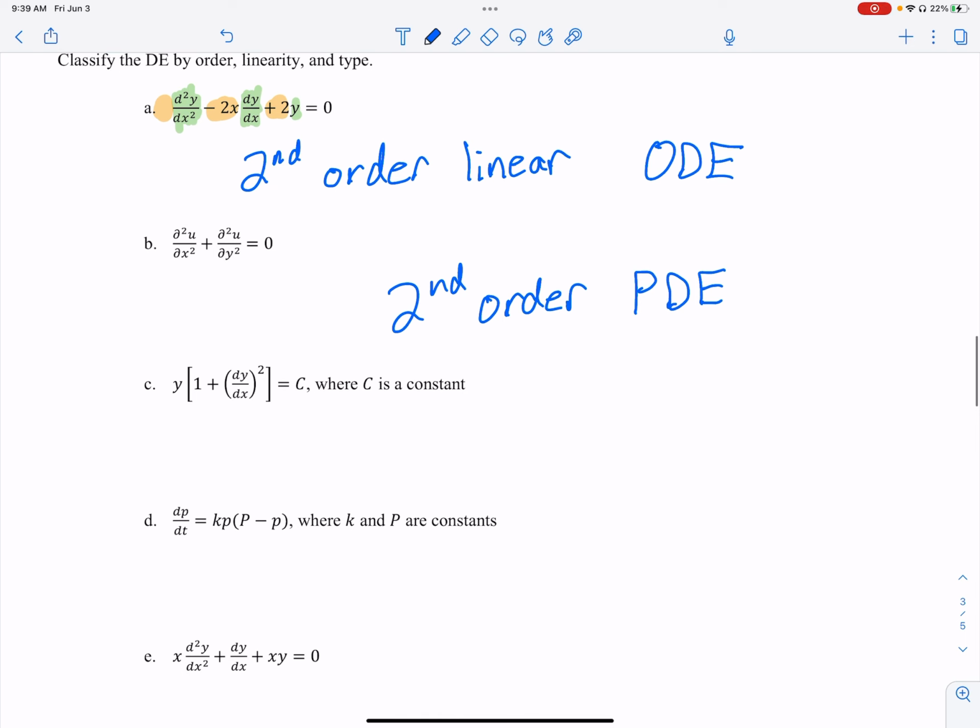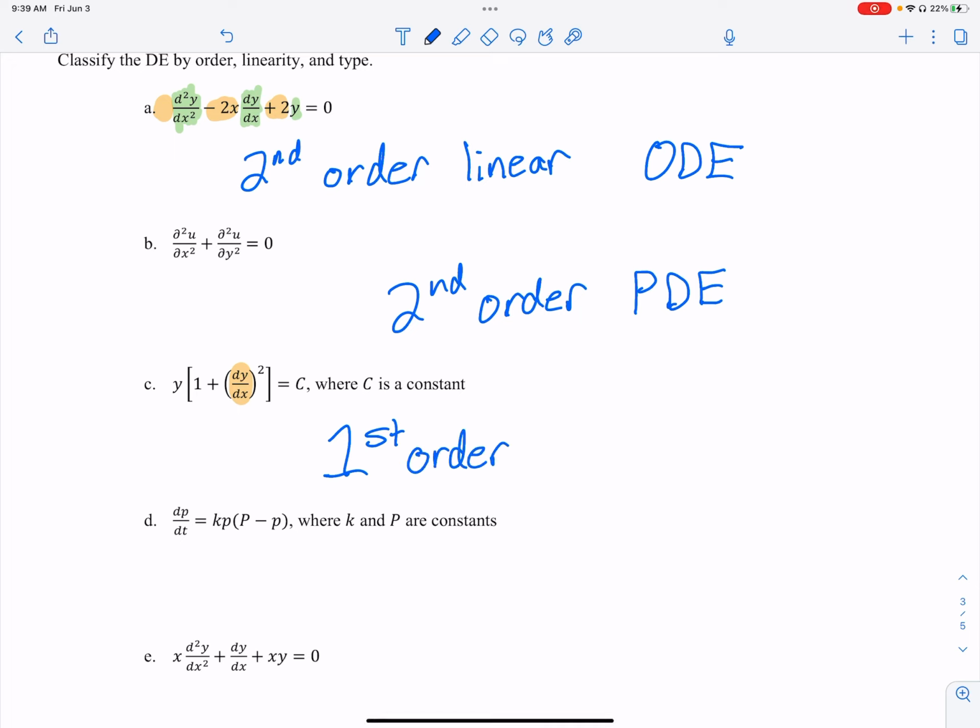All right, let's look at C. So let's do order first. Okay, this is that tricky thing I was talking about. dy/dx is to the second power. That does not mean second order. This is a first order because it's a first derivative to the second power.